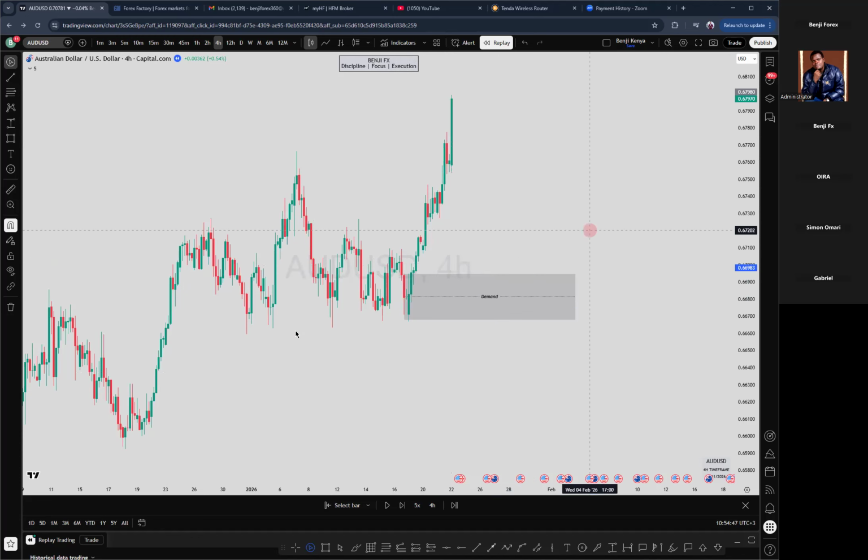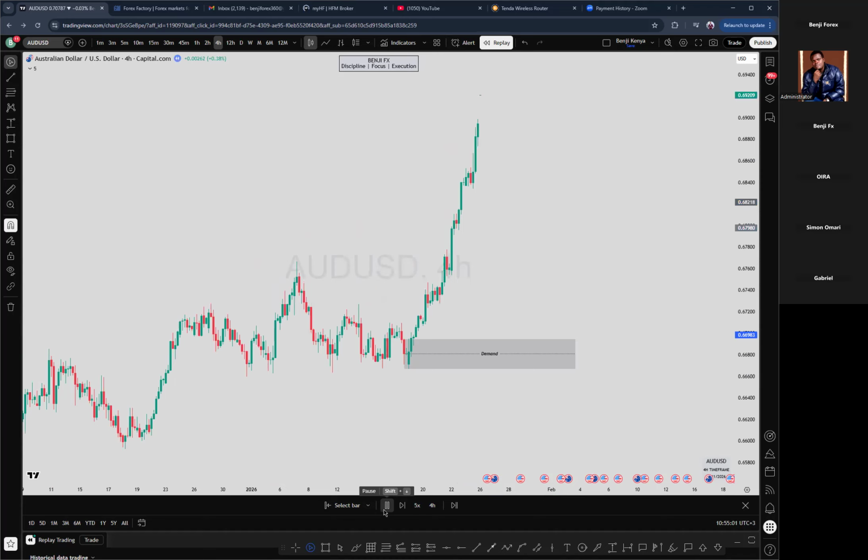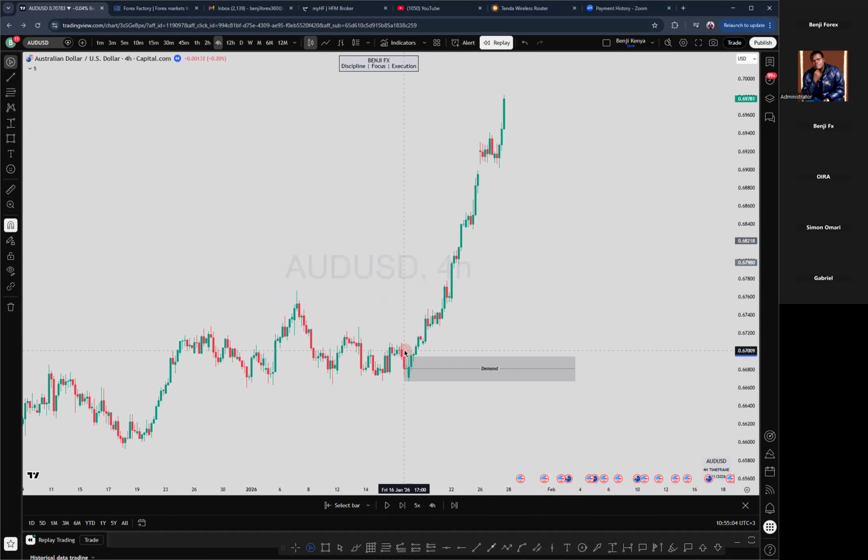That area was a good area where the market actually pushed from. Then we had a good break of structure from this particular area. I want us to play this market so I can see. This is AUD USD on the H4. Then the market pushed high. This was on Friday, and then the next week the market was very bullish.